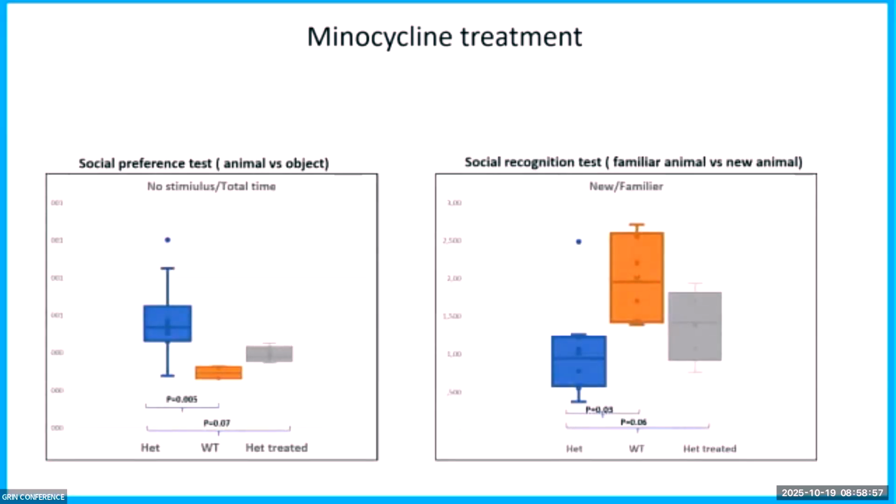And we can see the final graphs where we have the social preference test. We have the knockout, which just stands in the middle. We have the wild type, and then we have the knockout treated, which is more like the wild type. Then the social recognition test, where we have the familiar animal versus a new animal, and the wild type likes to go to the new animal. The knockout has no preference or almost no preference. And once it's treated with minocycline, it's again closer to the control, the wild type.